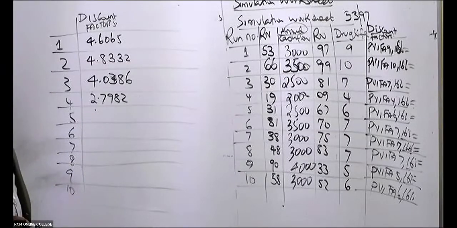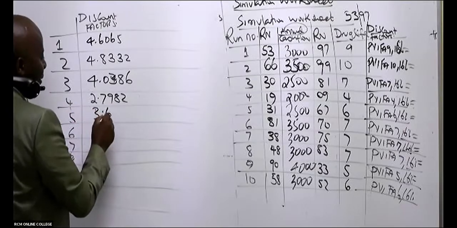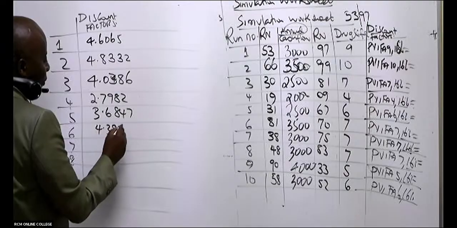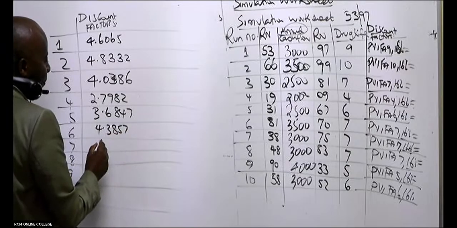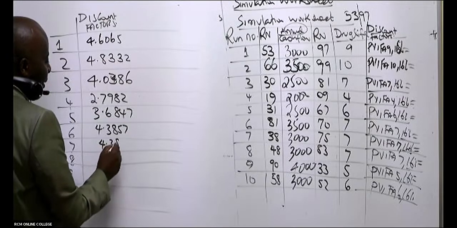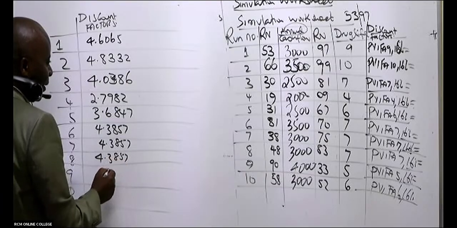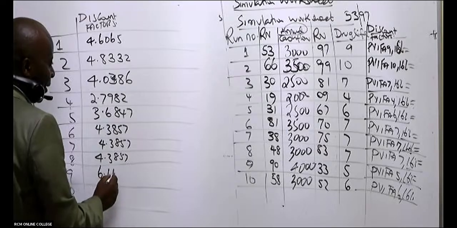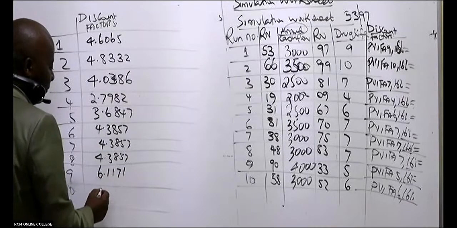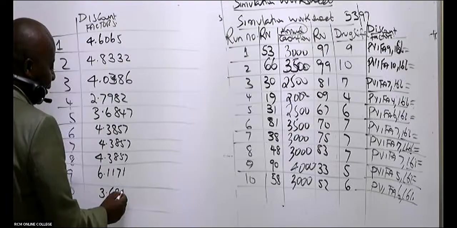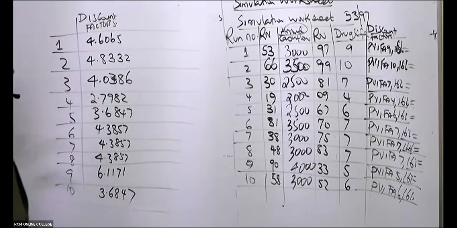Continue. 3.6847. 4.3857. The same, 4.3857. 6.117.1. The last one, 3.6847. Please check your number 9.